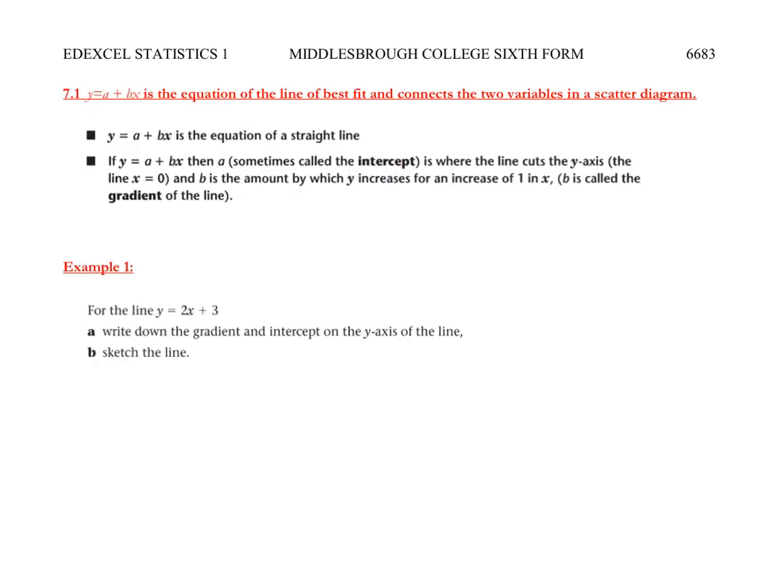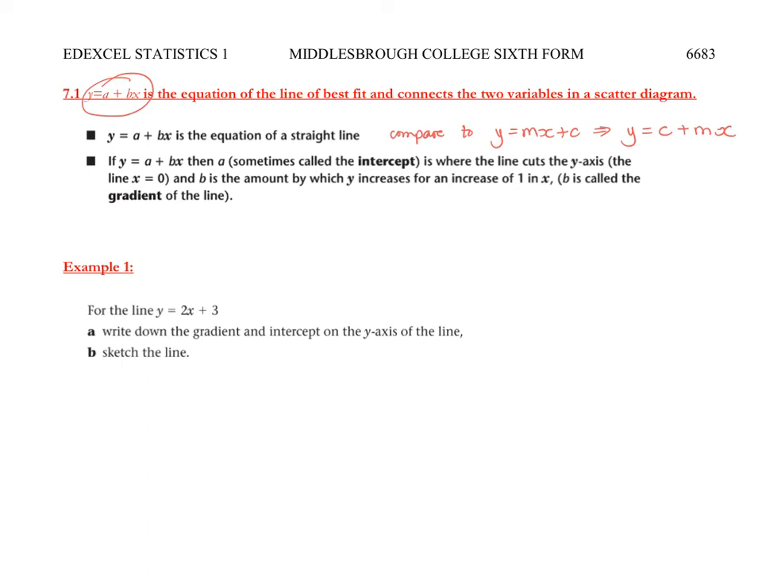We have y equals a plus bx as the equation of the line of best fit and it connects the 2 variables in a scatter diagram. Compare this to y equals mx plus c, and all we've done is put it in a different order and said y is equal to c plus mx. So you can see on this one a replaces c and b replaces m.